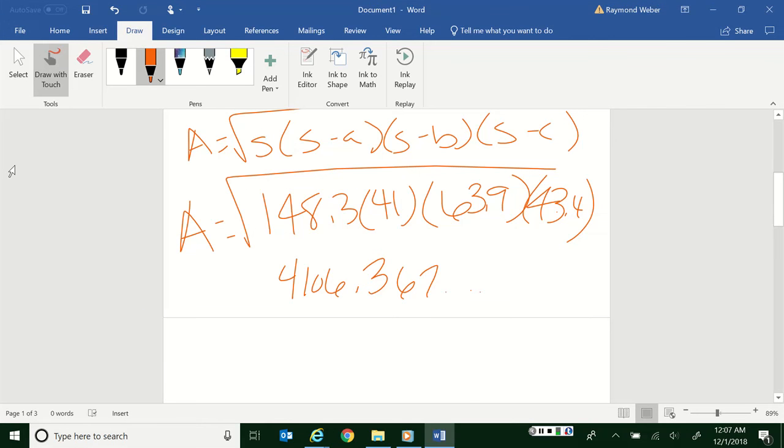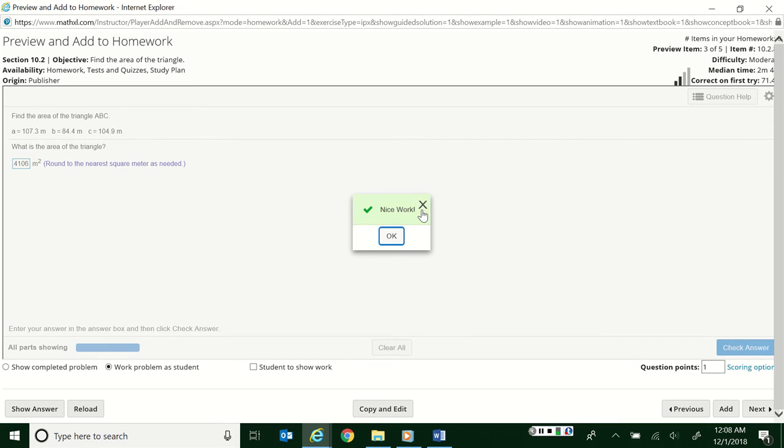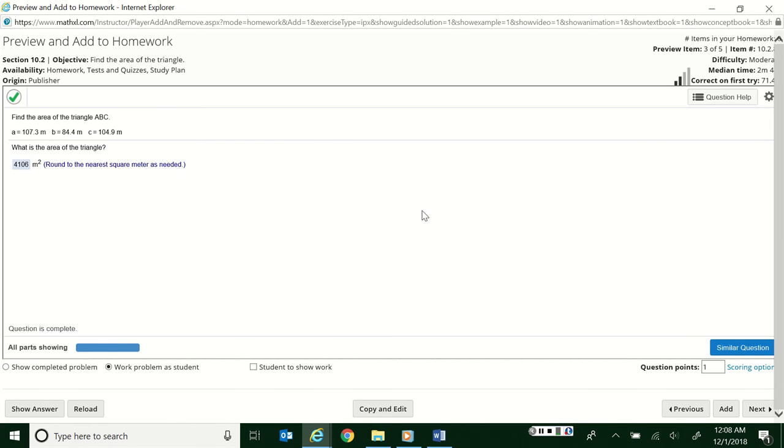So 4106. Okay, so 4106. And we got it correct. So when you're doing these, you have a couple options for area.